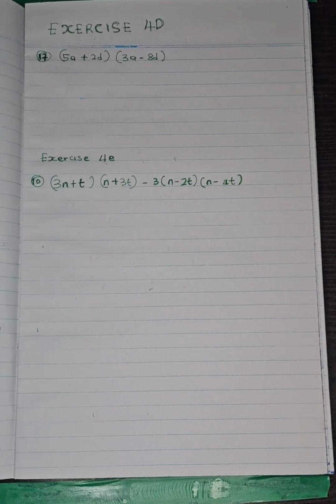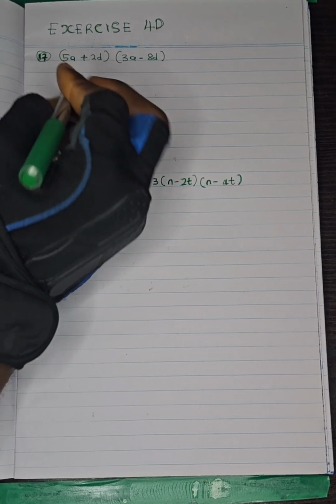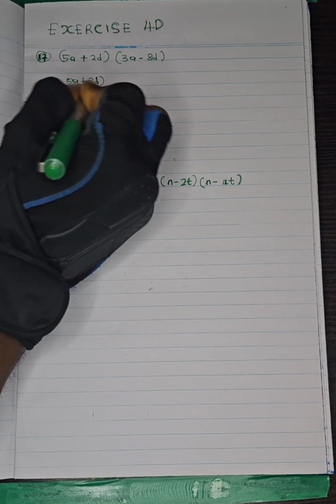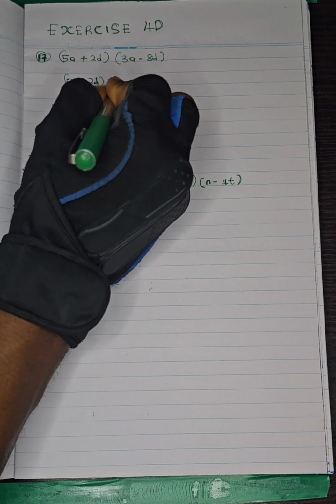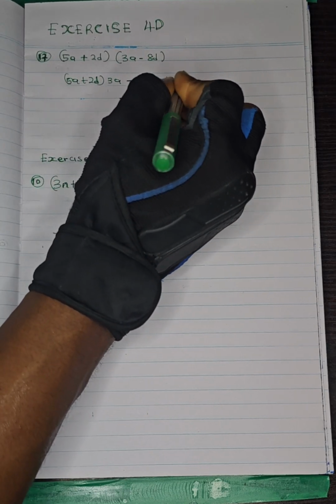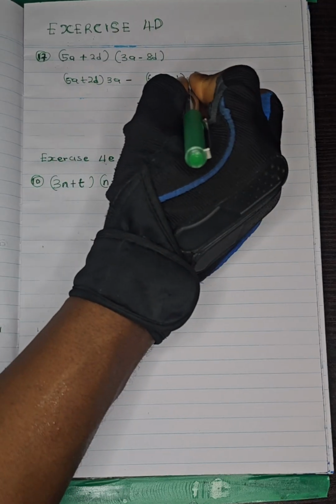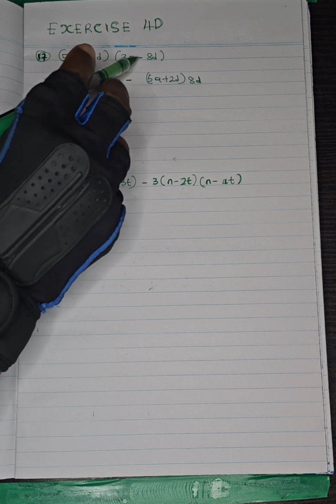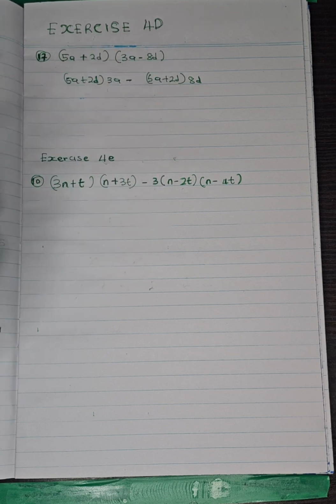We are given this expression to expand. As usual, we do 5a plus 2d multiplied by what? 3a minus 5a plus 2d multiplied by what? 8d. So this 3a has the minus sign in the center, while 8d has that.